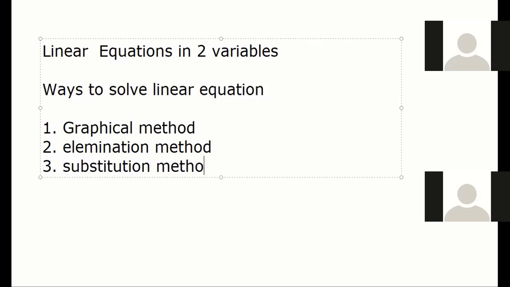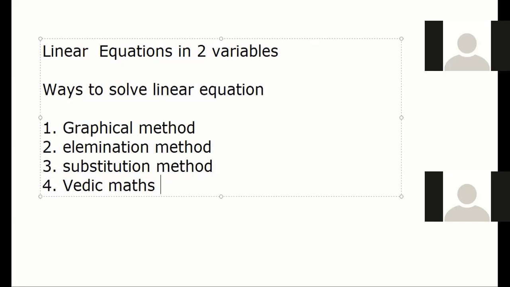Substitution method. Generally, I teach the Vedic Maths method also, orally, to solve orally. We may not cover that here, but I am saying this is what it is. There can be many more solvers.